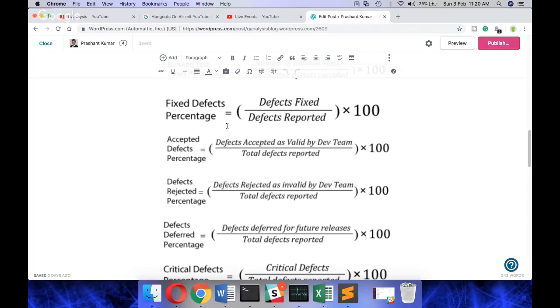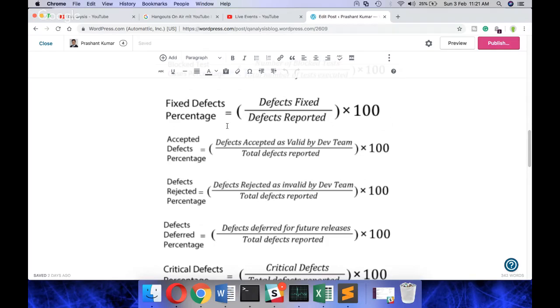The ratio should be 1. So defects accepted as valid by the dev team divided by the total number of defects reported should be 100%. Something like that should be achieved. And the defect rejected percentage should be minimal, something like 0% or so.